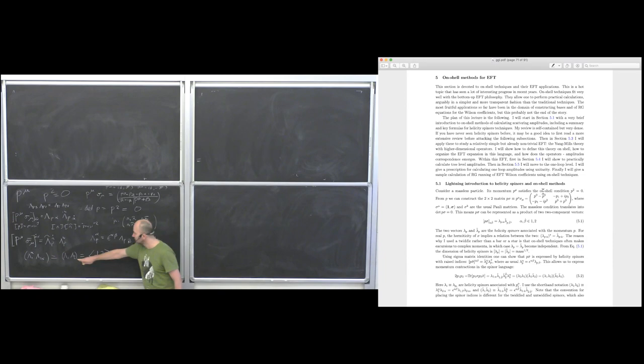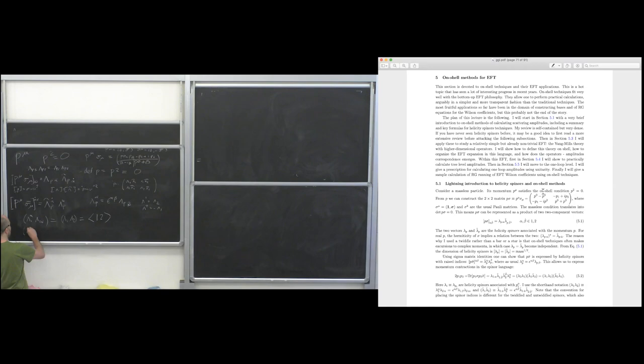That's to write, to just avoid writing too much. And then for the twiddle spinors, we can do the same, except that the convention that I'm using is that in this case the indices will go the other way, and it's still denoted like this, and this is denoted like this.